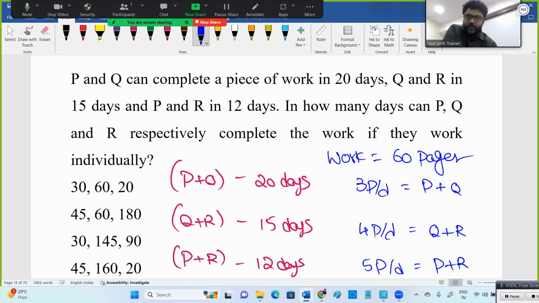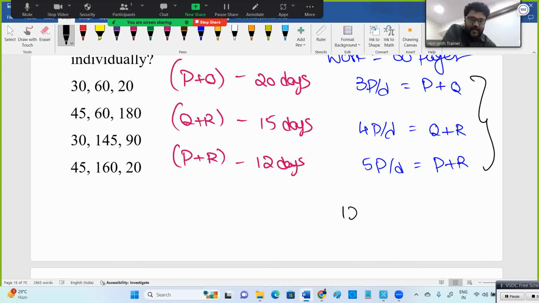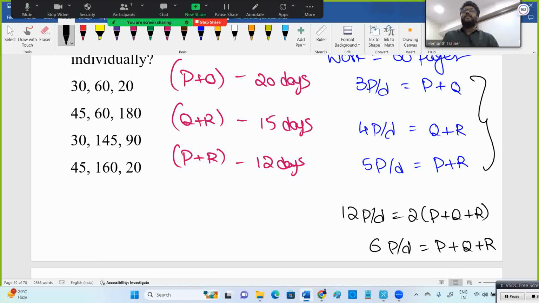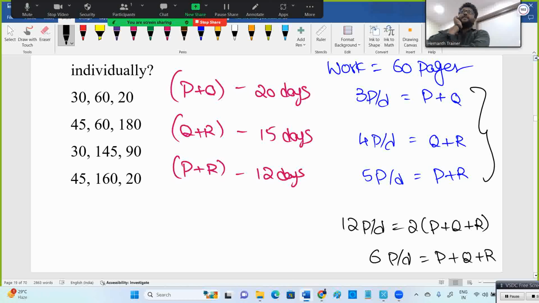Right. Now adding all this, PQ, QR and PR, I'll get 12. 3 plus 4 plus 5 is 12. But on the right side, 2 P's, 2 Q's, 2 R's will come. Means P plus Q plus R is nothing but equal to 6. So when all 3 people are there, they can type 6 pages per day.